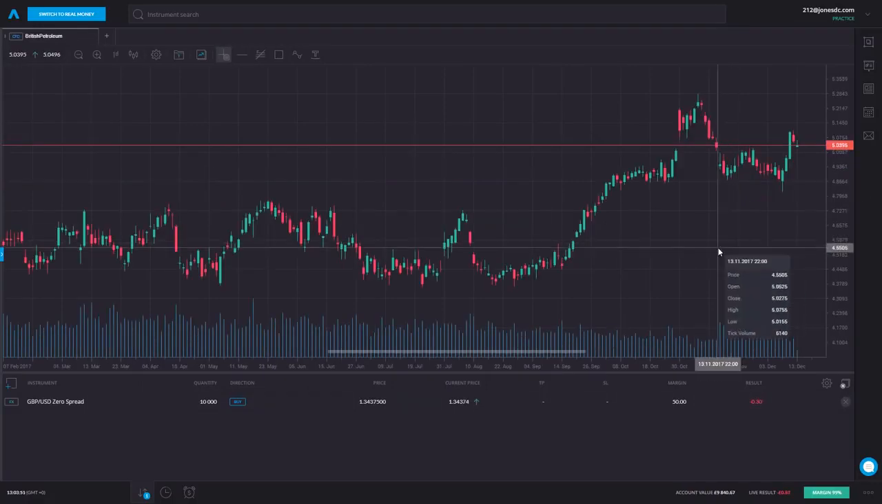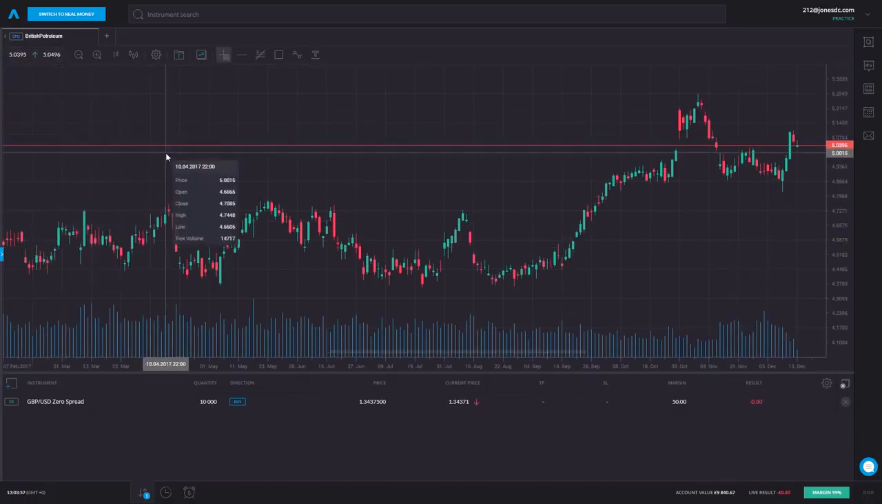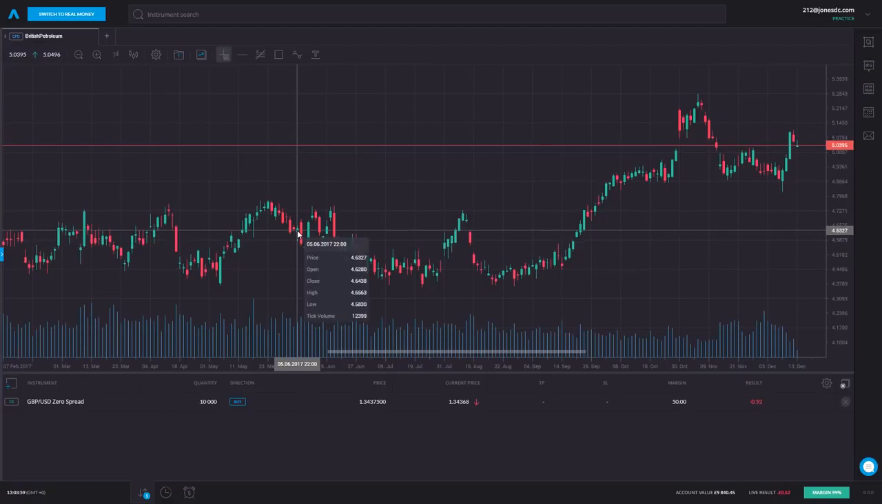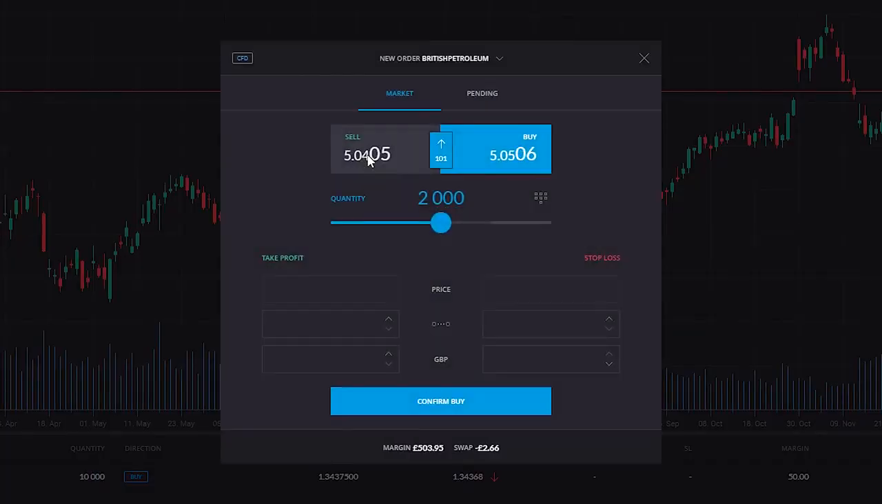So this is the UK oil giant BP. Where is it trading at the moment? Just above £5. So we think, well, actually, the price of BP is going to go up over the next few weeks. Let's say this is more of a longer term position for us. So again, let's open up the detailed trade box. And let's say we're going to be conservative. We're only going to trade 100 CFDs on BP.